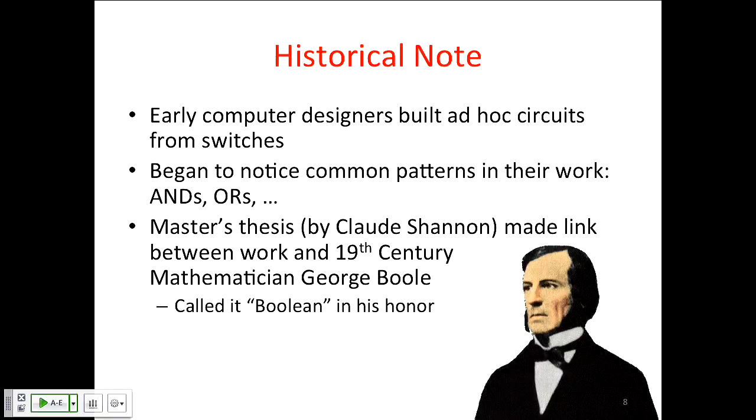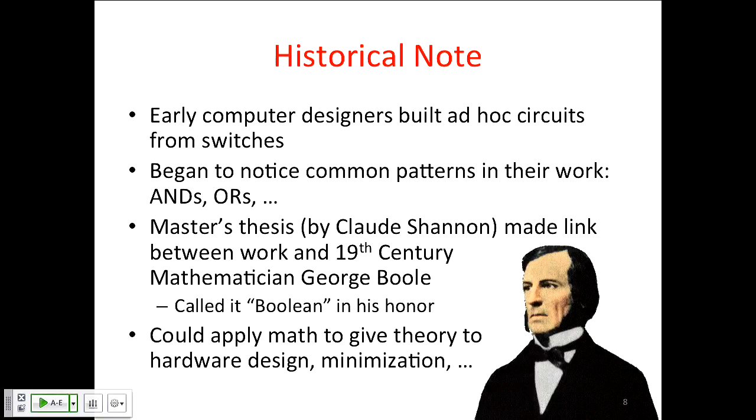He didn't know what the application would be. After the computer engineers had been building these things for a while, Shannon made this connection: oh, that's the same as what this guy had been talking about a while ago, right? And that's why we call it Boolean logic, in honor of George Boole. So we can use his math to help us simplify our logic designs, making simple circuits using fewer switches.